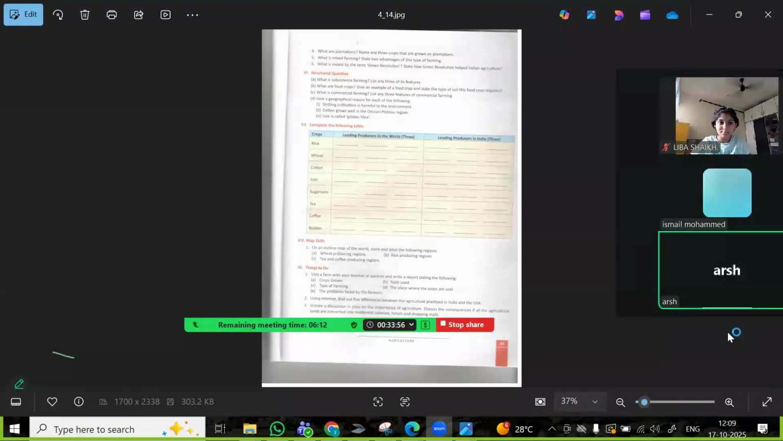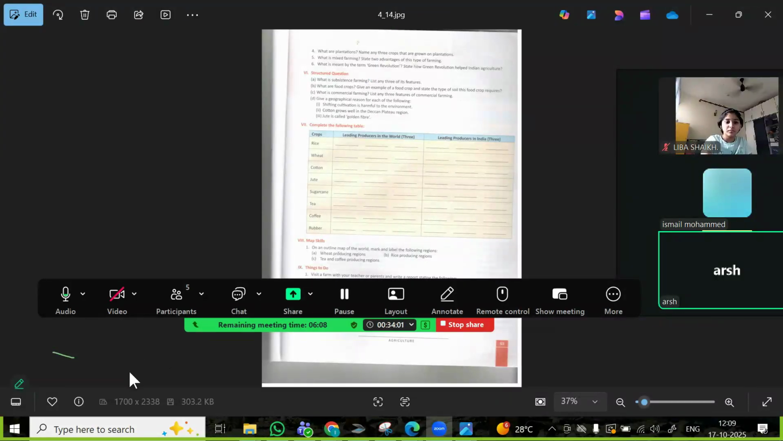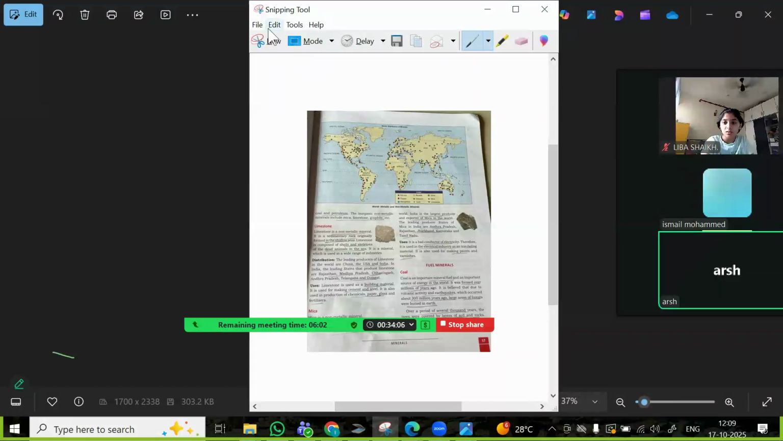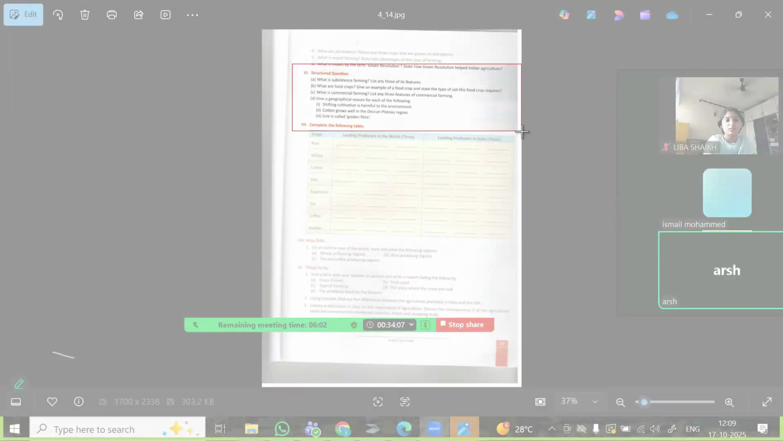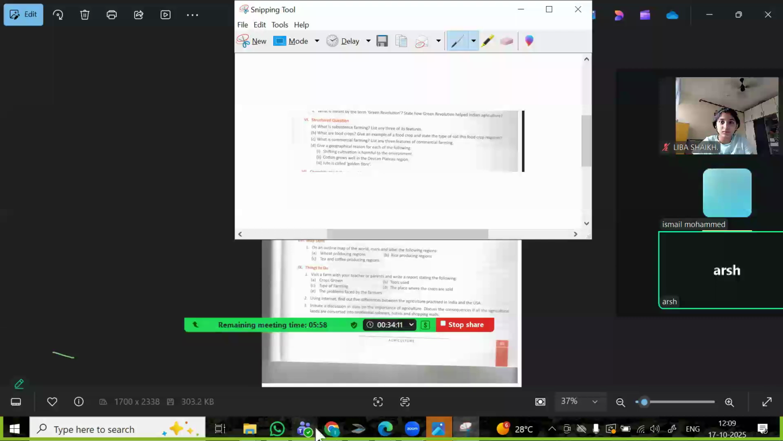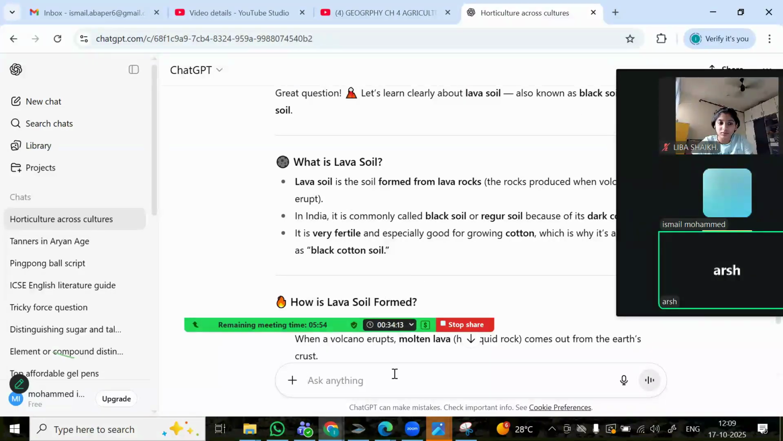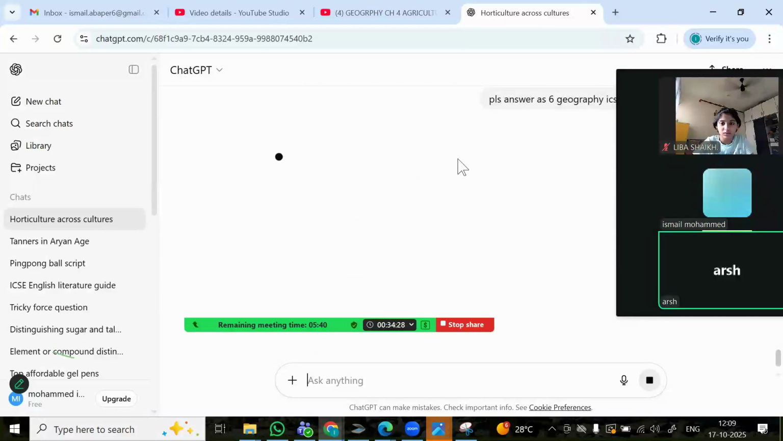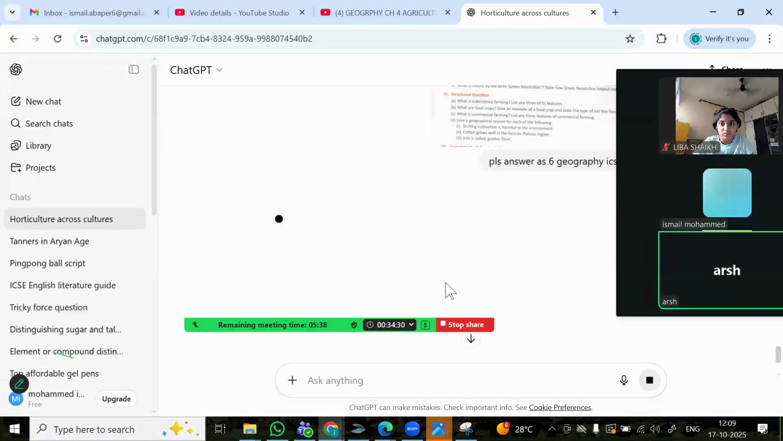How to do 5 and 6? I showed some methods, right? Okay, I will tell you one simple thing, like how you can do. For example, you go to the snipping tool, you copy this one, and you go to ChatGPT, you paste your image here, and you say, please answer as a sixth geography ICSE teacher. Then you will get all the answers. So you need to verify those answers from the textbook.